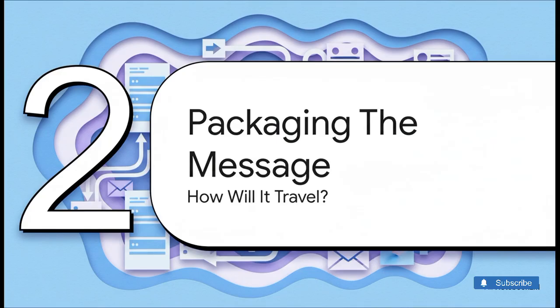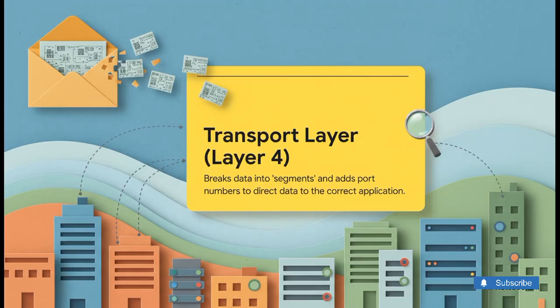All right, so our email is prepped and ready and the line is open. But how do we make sure the entire message gets there in one piece, safe and sound? Well, that's where the next layer comes in. Welcome to the packaging department. This is the transport layer, and it's basically the internet's postal service. What it does is brilliant.